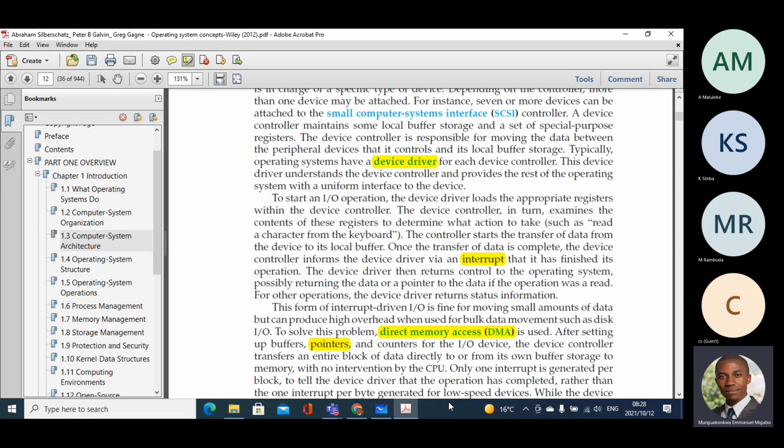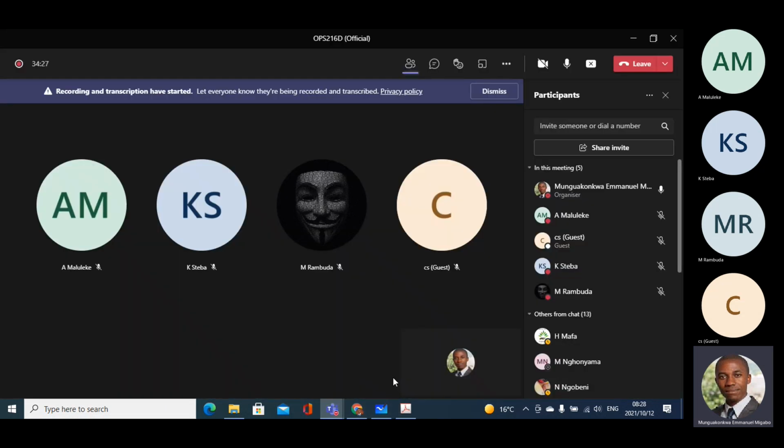Of course, the approach improves performance, but it has a bit of inconvenience. What will be the inconvenience in this case? And to give you a tip, what will be the inconvenience in terms of memory management? Maluleke, what inconvenience would you think? What is the impact of having direct memory access in terms of memory management?